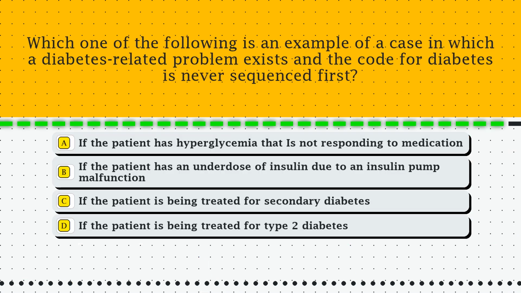Question 18. Which one of the following is an example of a case in which a diabetes-related problem exists and the code for diabetes is never sequenced first? Option A. If the patient has hyperglycemia that is not responding to medication. Option B. If the patient has an underdose of insulin due to an insulin pump malfunction. Option C. If the patient is being treated for secondary diabetes. Option D. If the patient is being treated for type 2 diabetes.